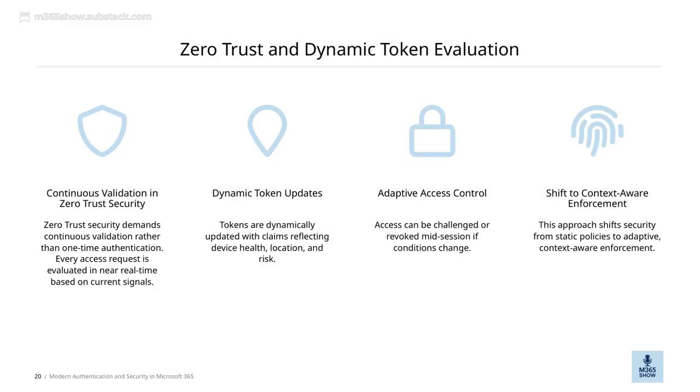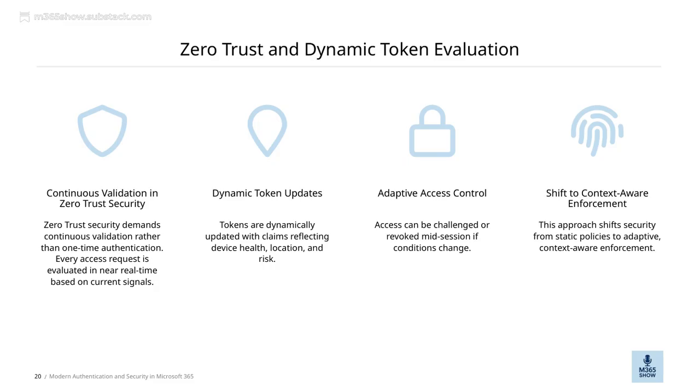Tokens themselves are also more dynamic. They are updated on the fly, reflecting real-time information like device health, location, or potential risk factors. And crucially, zero trust security emphasizes continuous validation. Every access request is evaluated in near real time, based on the latest signals. This ongoing assessment helps us stay ahead of threats and ensures that security is always tailored to the current context.